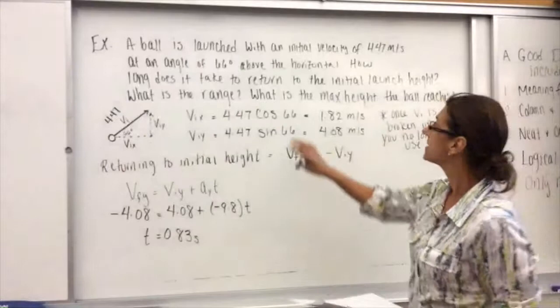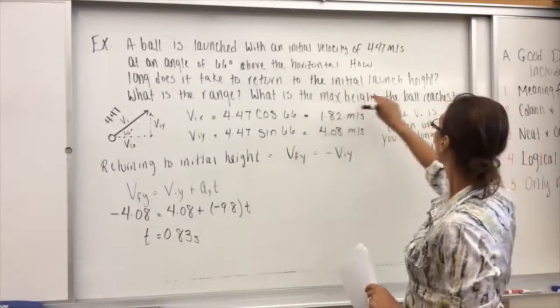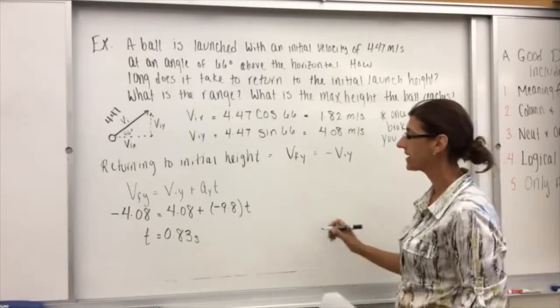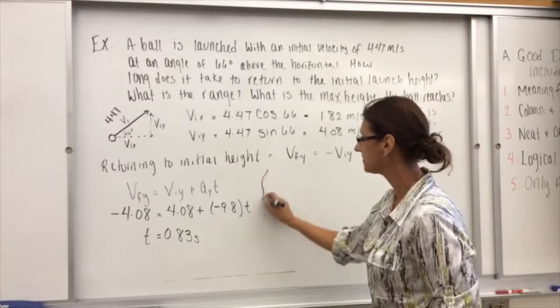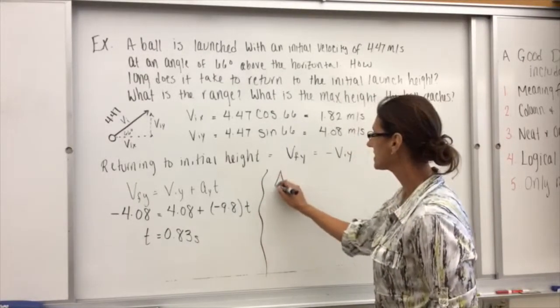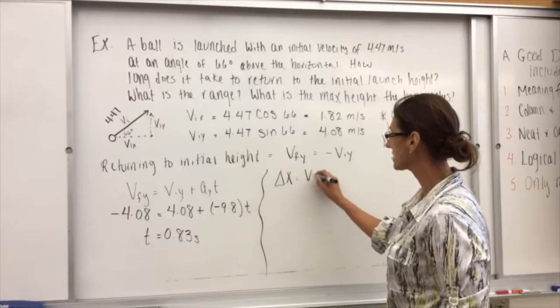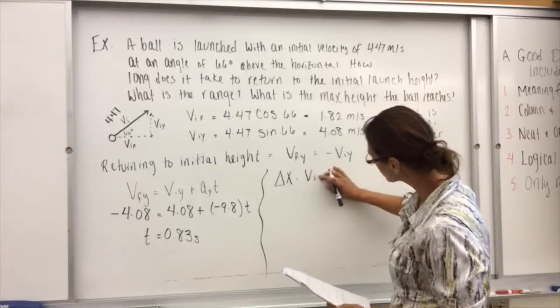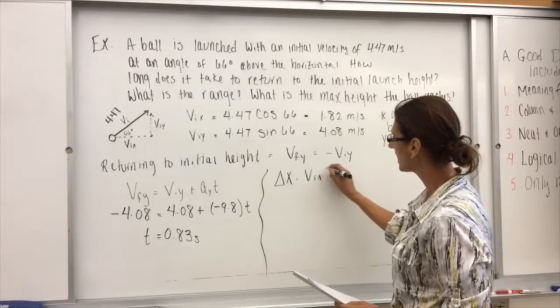The next question says, what is the range? Okay, so I know for range, I always use the same equation, and that is delta x equals v initial x times t.